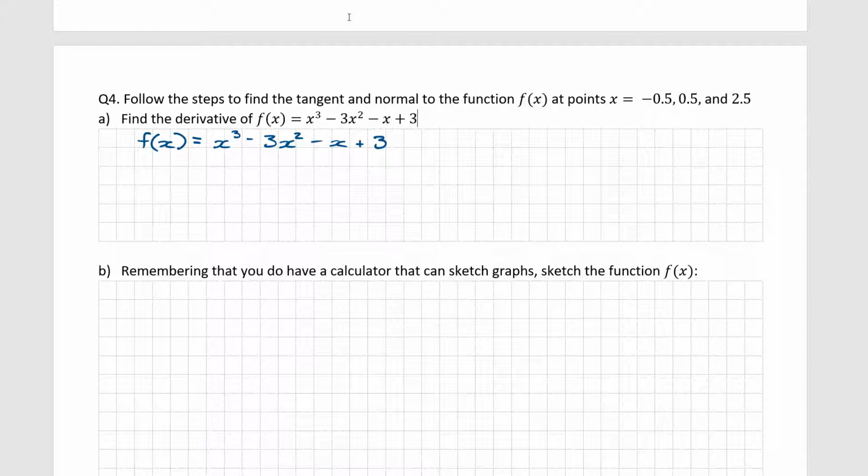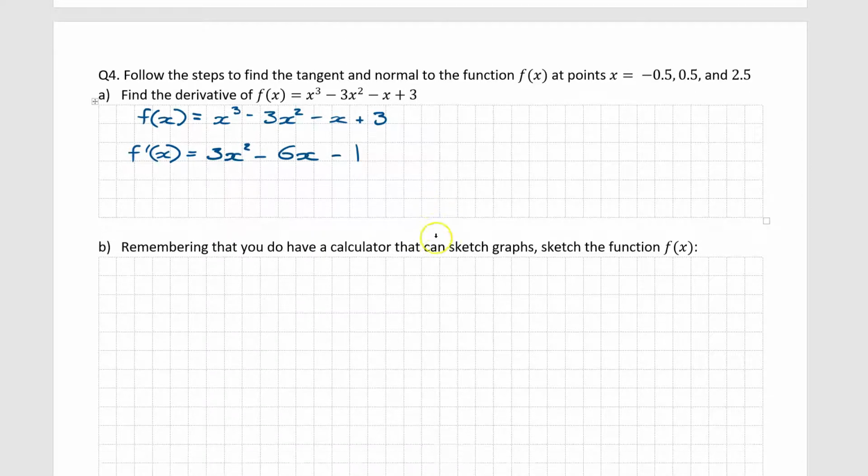Now I can go two ways. Either I can use first principles and go through the entire process of f of x plus h minus f of x all over h and then evaluate the limit as h approaches 0. Or I can simply use the simple power rule. I'm going to use the simple power rule because the question itself doesn't tell me which method to use, and it is obviously the easiest. So our derivative f dash of x is equal to 3x squared take 6x minus 1.